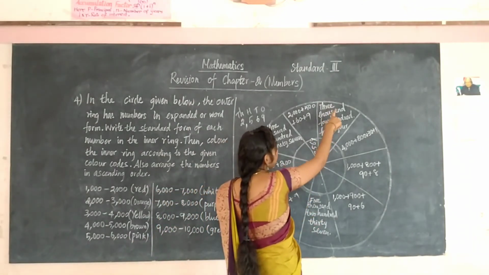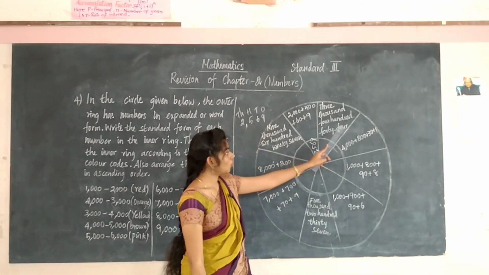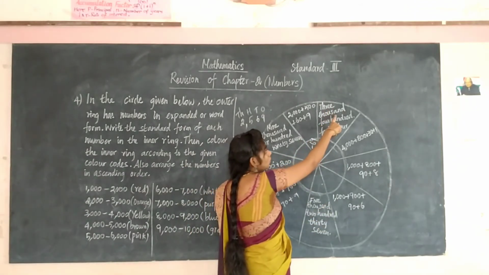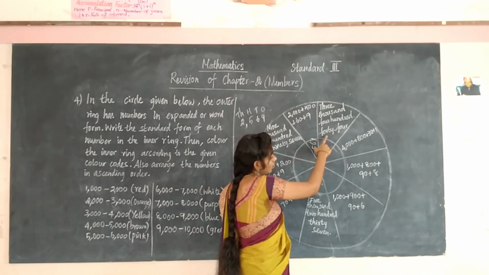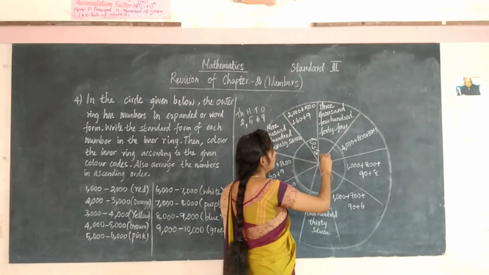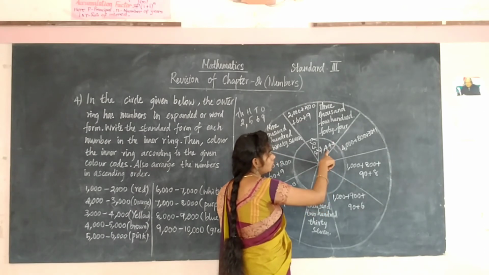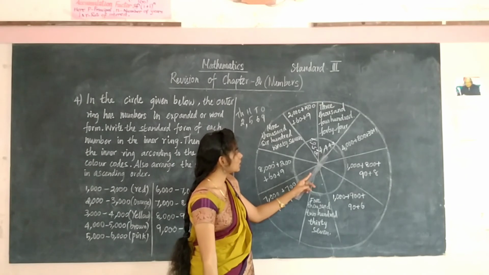Then the next one is 3444. What is given? 3444. Write as it is what is given. In the thousands place 3, the hundreds place 4, and in the tens place it is given 40, and in the ones place it is 4. So write the number 3000. What is given in the hundreds place? 4, and in the tens place 44. So 3444 is the standard form. You should write this in the inner circle.